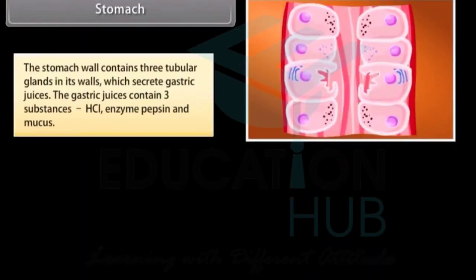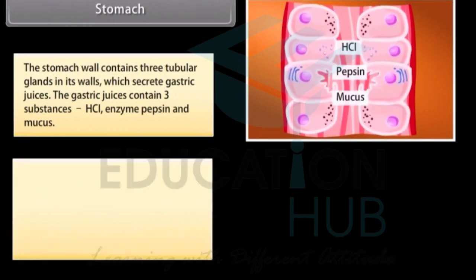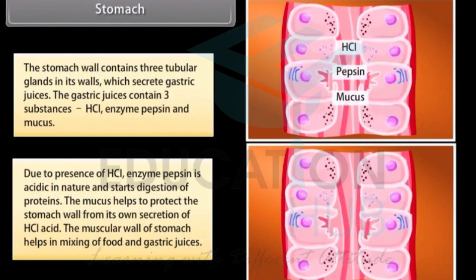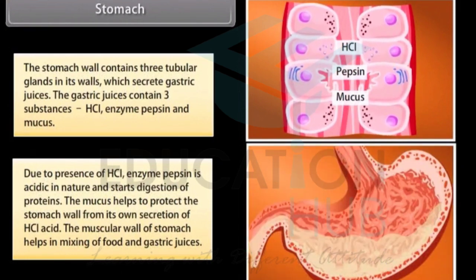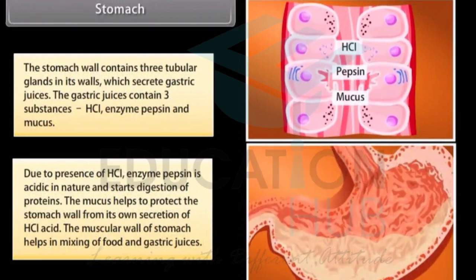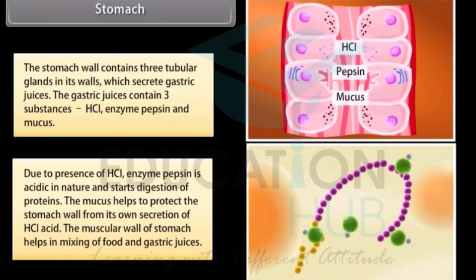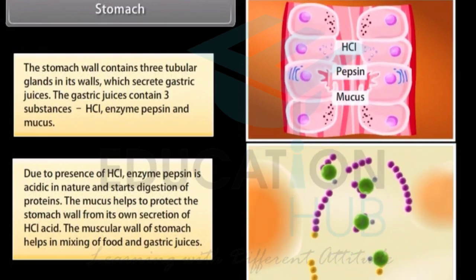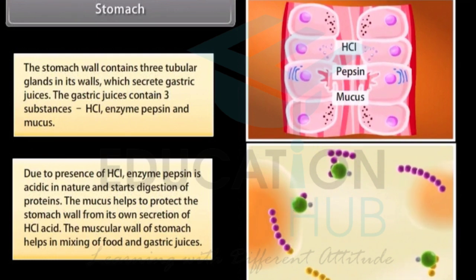The stomach wall contains 3 tubular glands in its walls, which secrete gastric juices. The gastric juices contain 3 substances: HCl, the enzyme pepsin, and mucus. Due to the presence of HCl, the enzyme pepsin is acidic in nature and starts digestion of proteins. The mucus helps to protect the stomach wall from its own secretion of HCl acid. The muscular wall of the stomach helps in mixing of food and gastric juices.